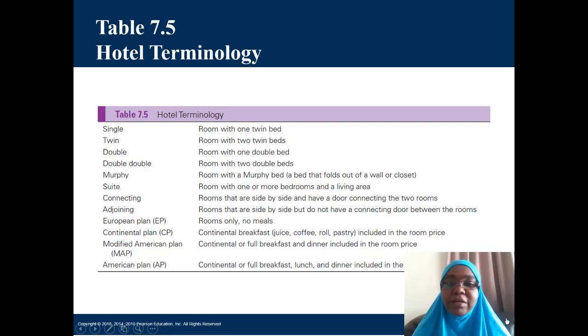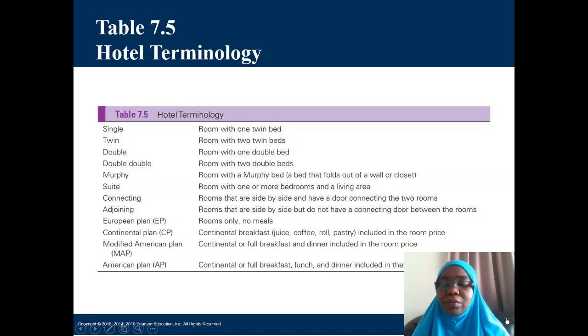For single, it's just a room with a twin bed. For twin, there are 2 twin beds. For the double, there are 2 double beds. Further, we have the Murphy, which is a room with a Murphy bed, a bed that folds out of a wall or closet. We also have the suite, which is a room with 1 or more bedrooms and a living area.